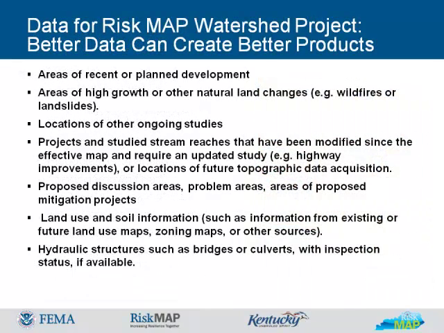During the data discovery process, the Kentucky Division of Water will collect data from the stakeholders. This data includes areas of recent or planned development, areas of high growth or other natural land changes such as wildfires or landslides, locations of ongoing studies, projects and studied stream reaches that have been modified since the effective map and require an updated study, such as highway improvements or locations of future topographic data acquisition, proposed discussion areas, problem areas, or areas of proposed mitigation projects, land use and soil information, and hydraulic structures such as bridges or culverts with inspection status if available.